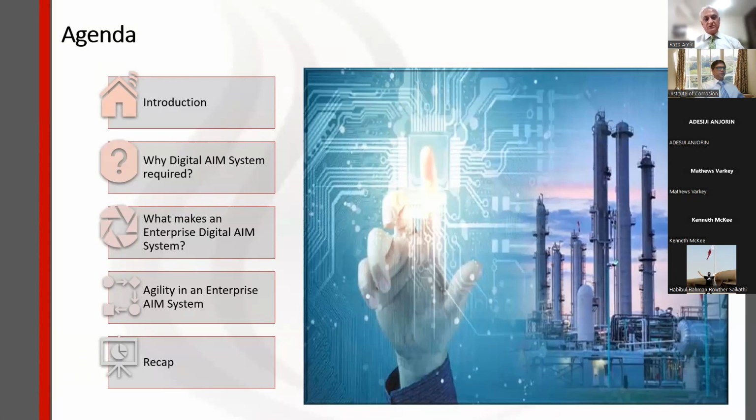A quick introduction. I have already given you the backdrop of this. First, I'm going to go through why we need a digital system. What are the key challenges or the problems that the industry is facing in managing integrity, which the digital solution can address? What makes an enterprise system? This is not a software. This is an enterprise system and a solution. And I will explain to you what makes an enterprise system and what one should have for an asset, and the agility that you require in today's environment.